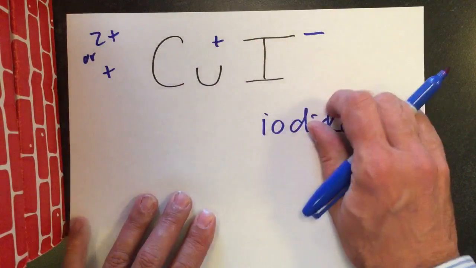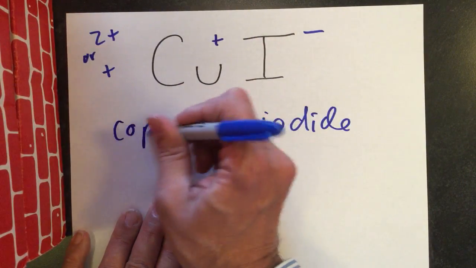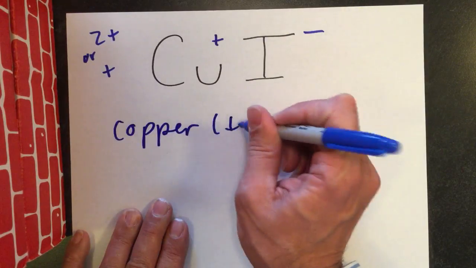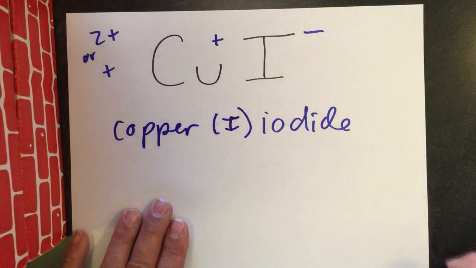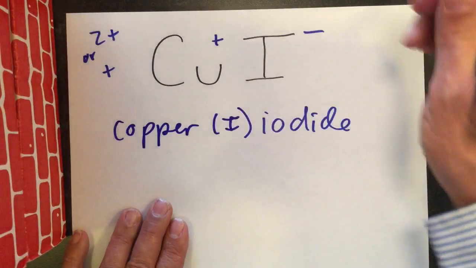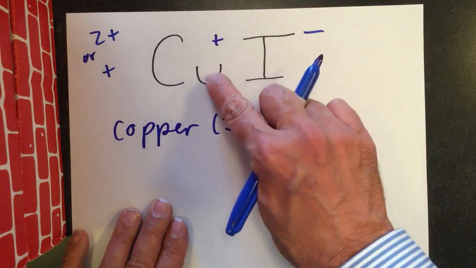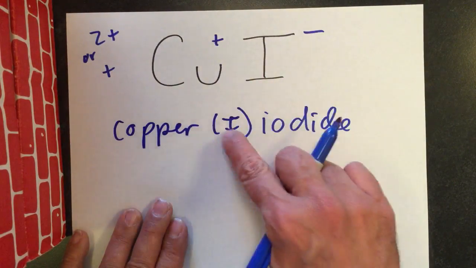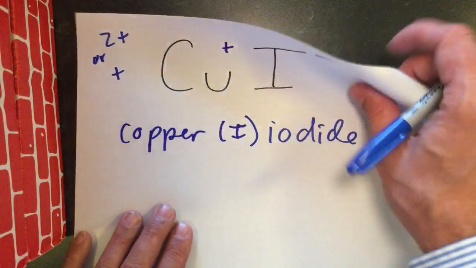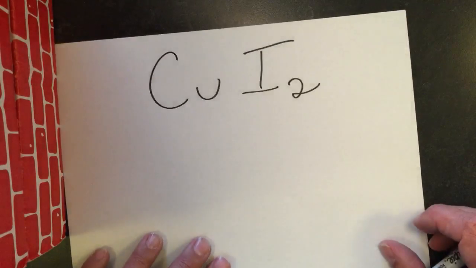So, this is copper 1 iodide. How do I know that? Because if you look it up in the periodic table of ions, it tells you that copper with 1+ is called copper 1. So sometimes it does get a little bit tricky. We're going to do one more here before we run out of time.